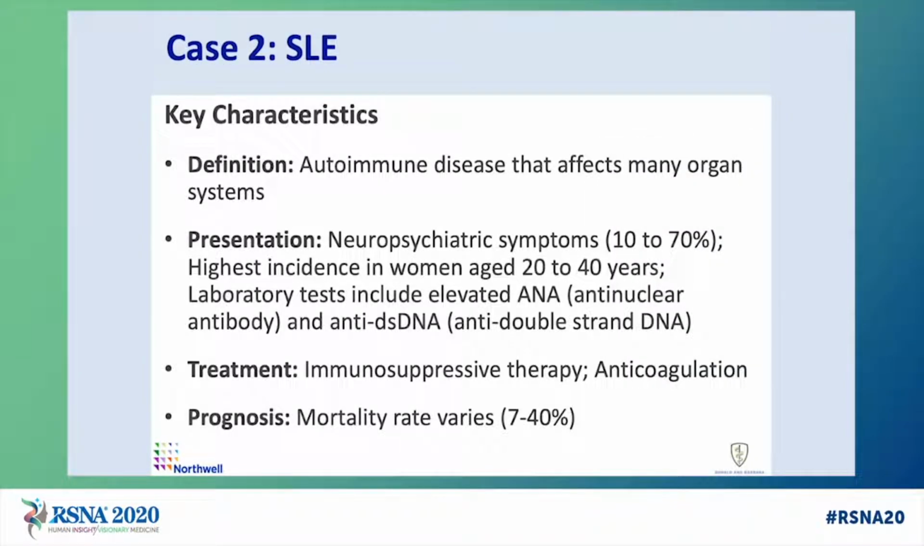SLE is defined as an autoimmune disease that affects many organ systems. The clinical presentation may include neuropsychiatric symptoms seen in up to 70%. The highest incidence occurs in women aged 20 to 40 years old, and laboratory tests show elevated ANA and anti-dsDNA. The treatment is focused on immunosuppressive therapy and anticoagulation. The prognosis varies, with a mortality rate of up to 40%.